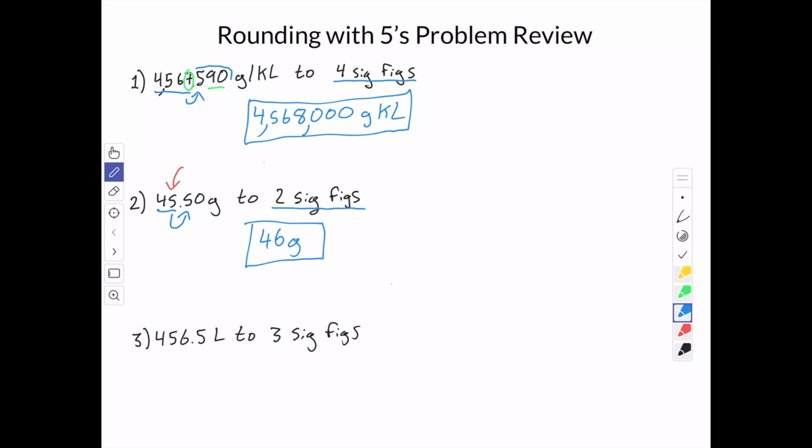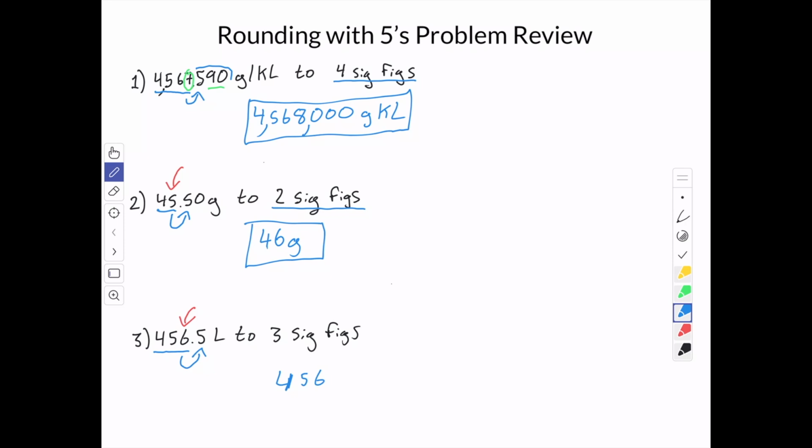All right, next problem. This time, 3 sig figs. Going to go ahead and underline. The 6 is where I'm rounding. I'll look to the right. There's a 5. I need to stop myself and look to the right of the 5. Is there any non-zero numbers? No, there are not. We have those funny rounding rules we need to think about. Again, we look back to the number we're rounding. Odd or even? It is even. That means we keep it even. So, 3 sig figs, 4, 5, and 6 stays the same.